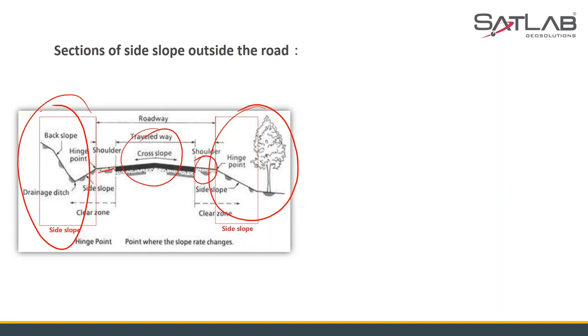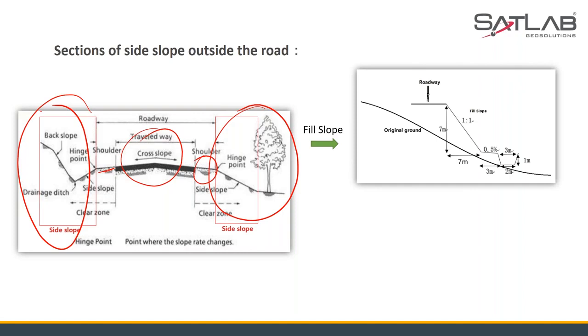There are two different side slopes. One is the cut slope, and one is the fill slope. So we're going to learn how we can design both of these in SatSurv, and how we're going to place these two in a particular milestone in a particular cross section.